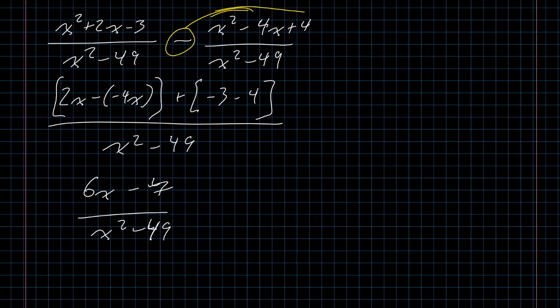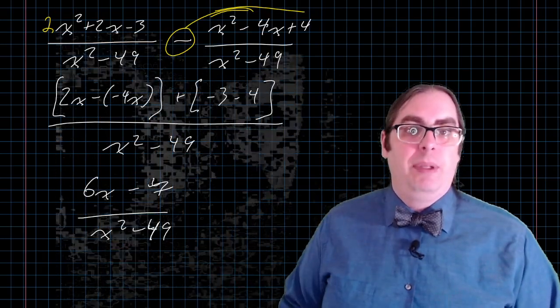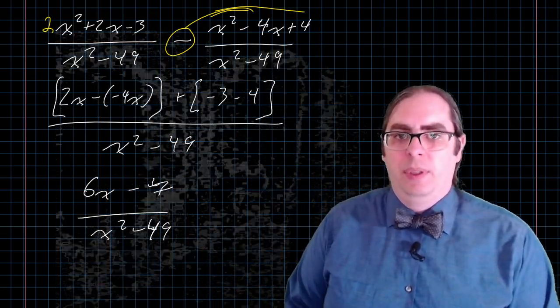If you want to have a little bit of fun with this, try putting an extra 2 there. So it's 2x squared plus 2x minus 3 minus x squared minus 4x plus 4 all over x squared minus 49. And then see if you can get that fraction to reduce. That's not an assignment, that's just for fun.